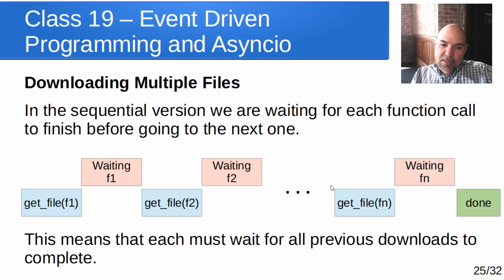So in other words, for any F that has a number smaller than the one we're on, we can't start downloading F2 until we've already completed that one. We can't start F3 until we're done with F2. It's completely sequential.